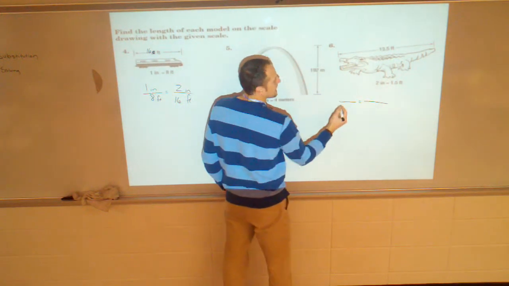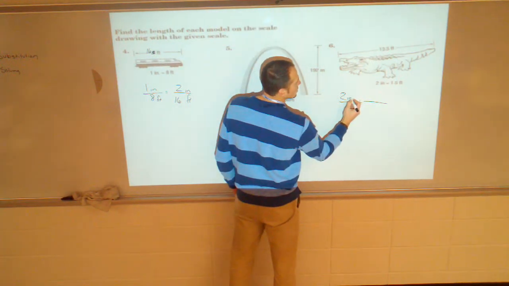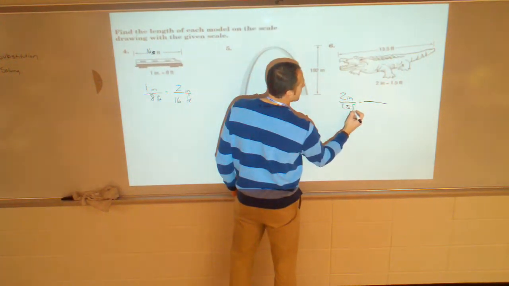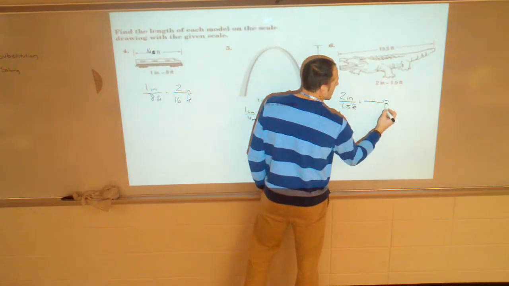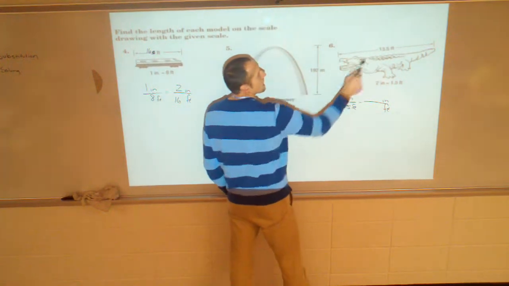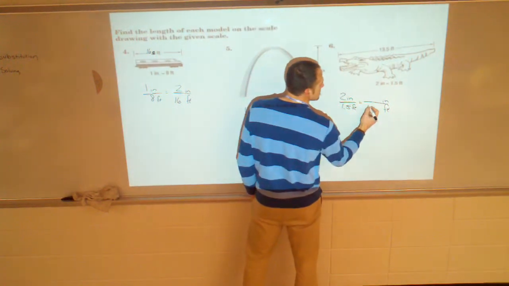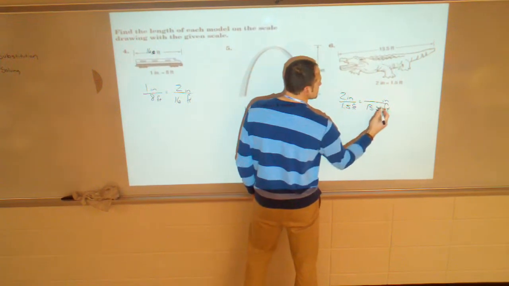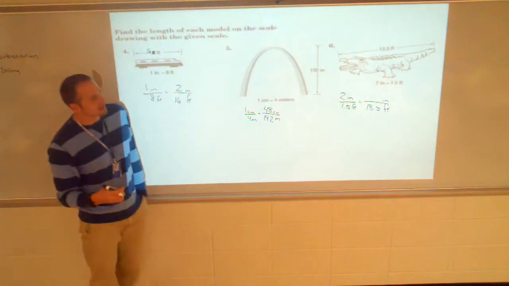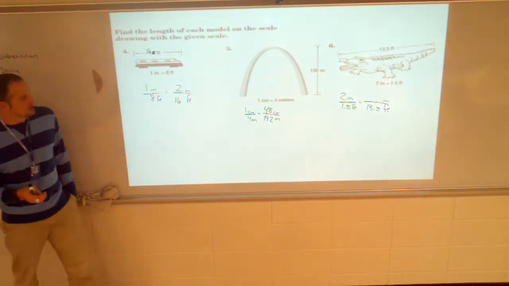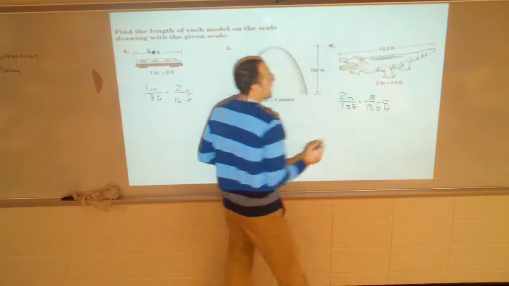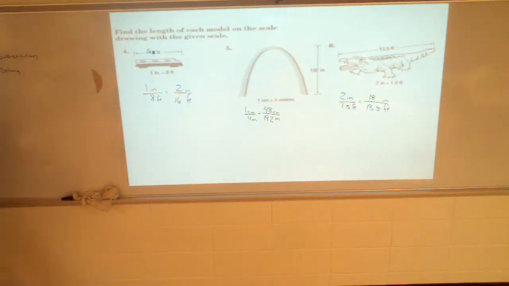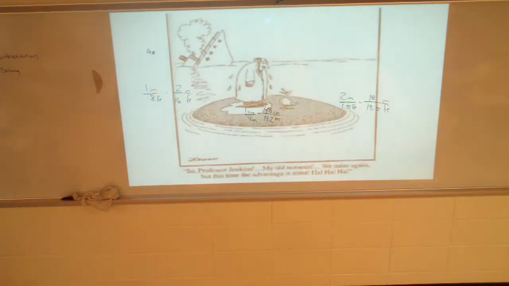I'm going to put my scale as the first one. 2 inches is 1.5 feet. Carry your units across, inches and feet. The length of my alligator is 13.5 feet. What is the length in inches? Amy, how many? 18 inches. My alligator is 18 inches long. It's not a very big alligator.